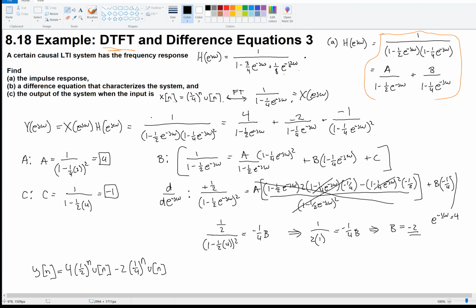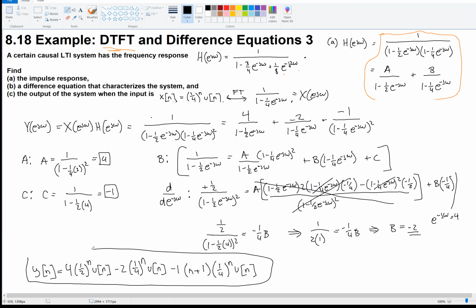And then I form fit this one, and this one is in the table as well, and we looked at it in a previous video. So I take the minus 1 out. This one actually has the transform n plus 1, 1/4 to the n u of n. So that's also in the table, and we've already proven it before with one of the properties, but that's the answer to that one. That's the inverse transform of that piece. And so our final answer is right there.